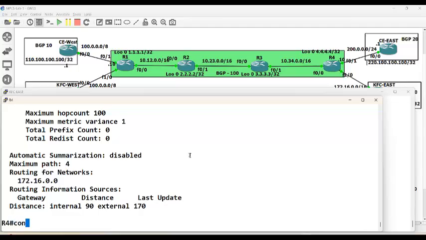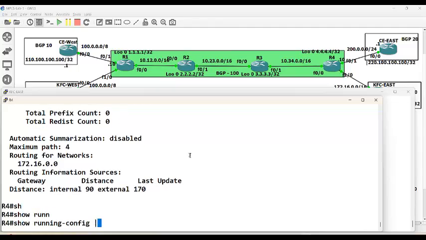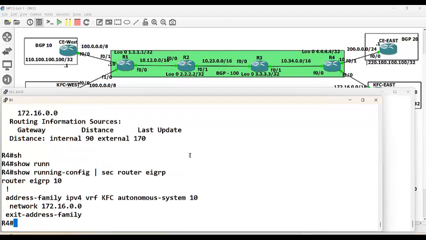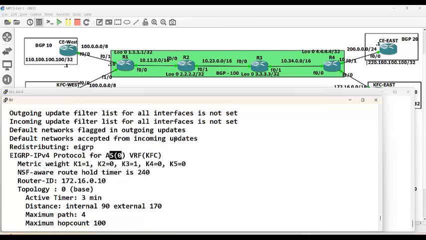I remember I gave 10. Show run section router EIGRP. Okay, address family IPv4. I have given autonomous system 10, but it doesn't show autonomous system 10 here, which means I'm making a mistake somewhere.